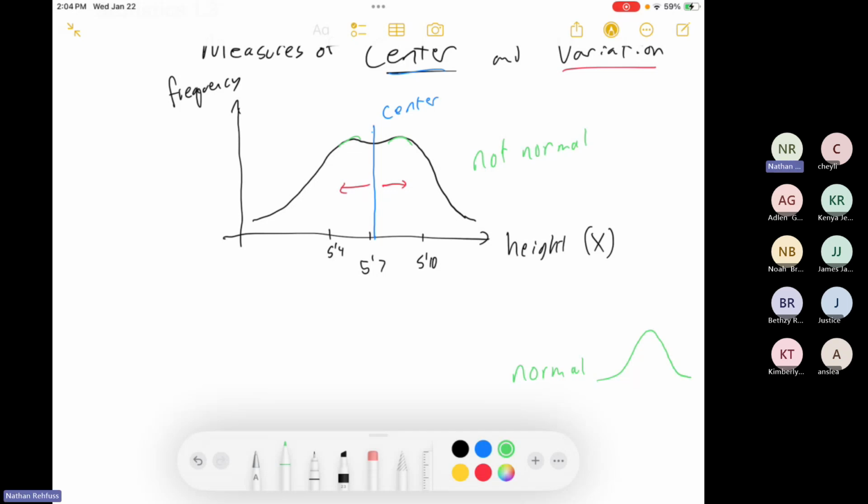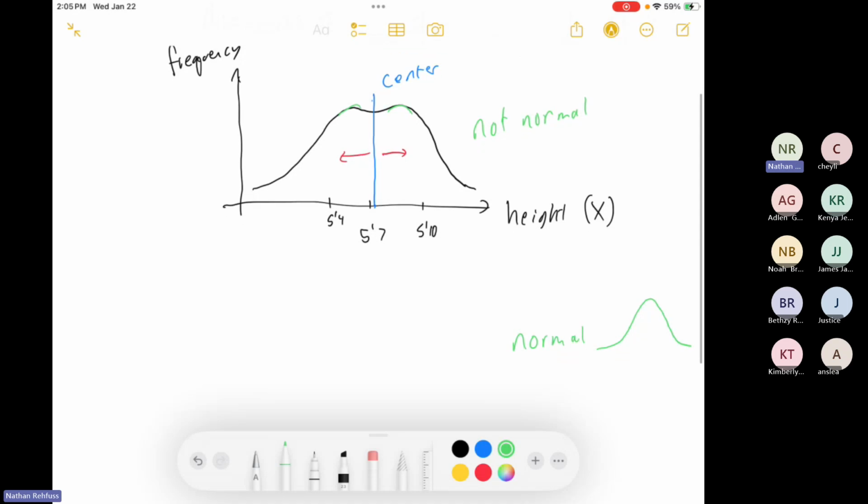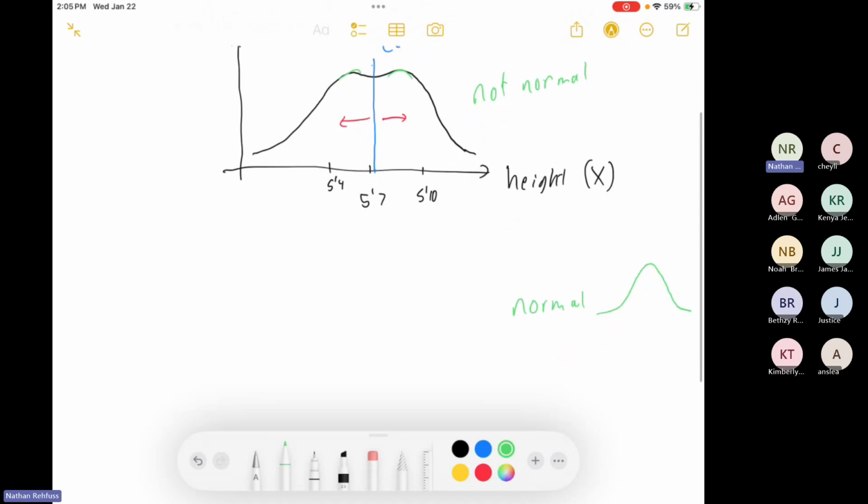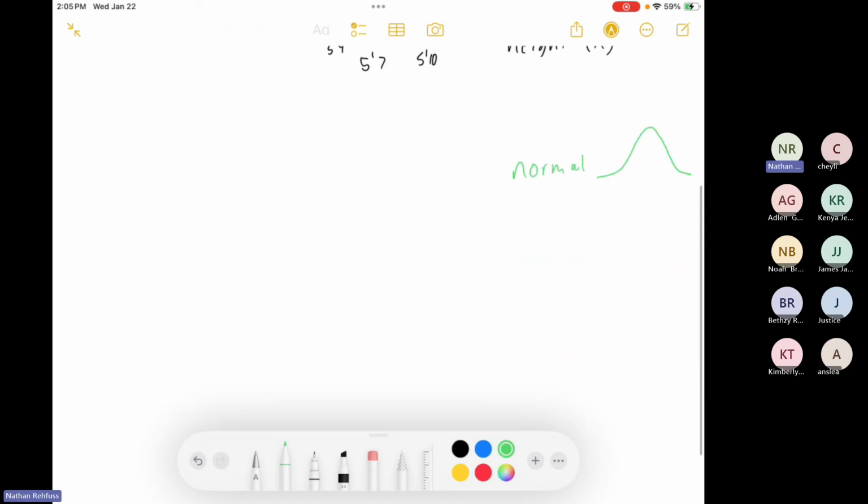But what that means, since a lot of our data is going to be normal, is that if we can come up with ways to describe the center and variation, then we understand quite a lot about the data set and we can use it to start making predictions. Okay. Now, before we get to these formulas, I have to show you a little bit of notation.